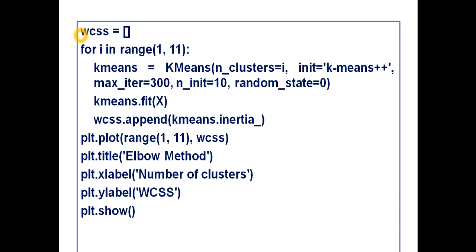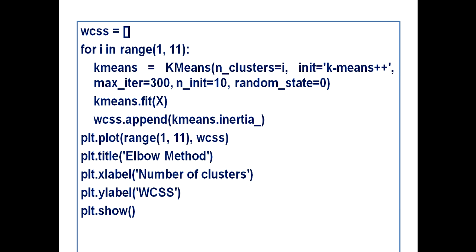They are this WCSS initialized for i in range from 1 to 11, KMeans with clusters i, init k-means++, then maximum iteration we are considering 300, n_init 10 and random_state 0, then kmeans.fit(X), and then wcss.append(kmeans.inertia_), then plt.plot(range(1, 11), wcss), then plt.title, we are giving the title as elbow method, and plt.xlabel as the number of clusters and ylabel as the WCSS, and show it, that is plt.show.